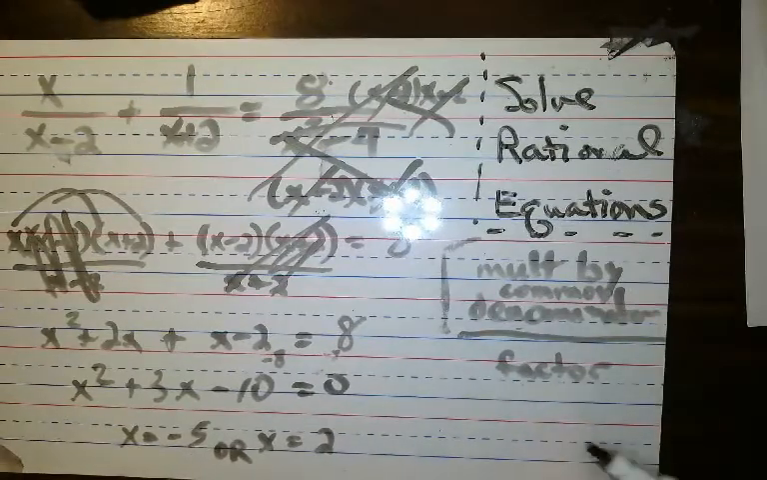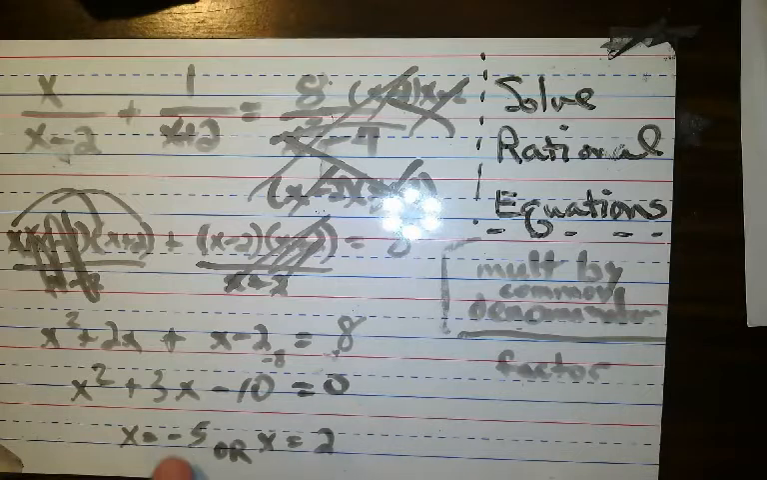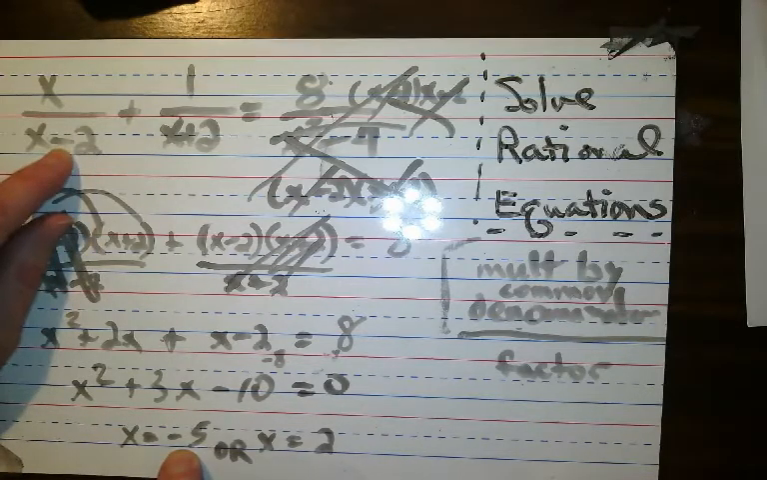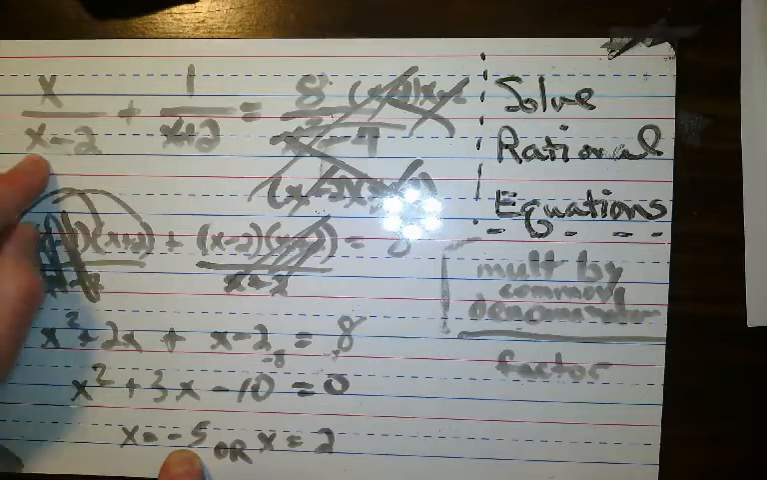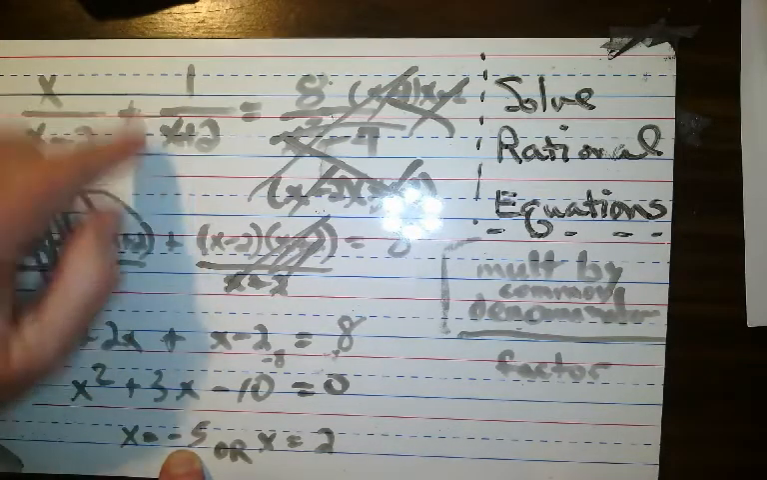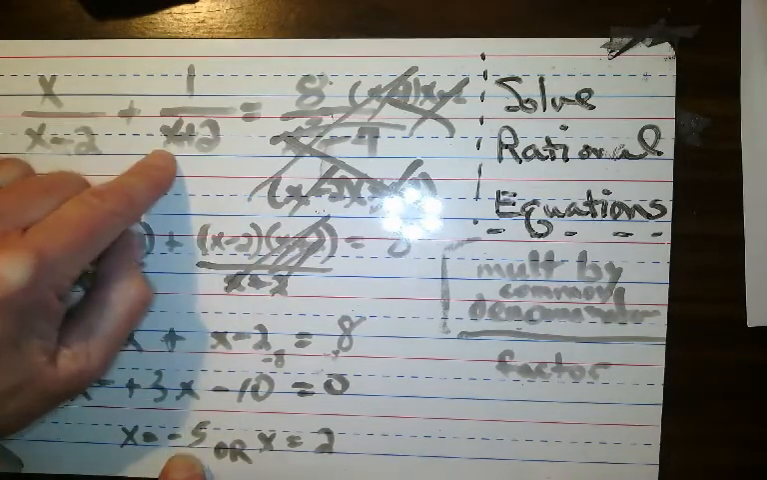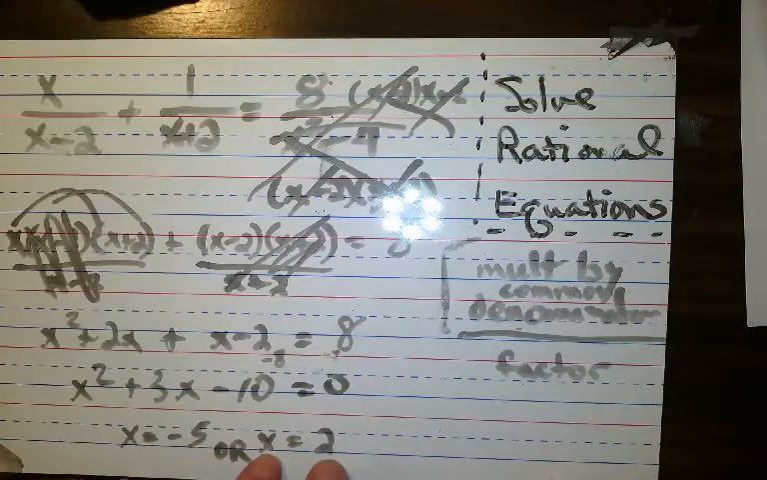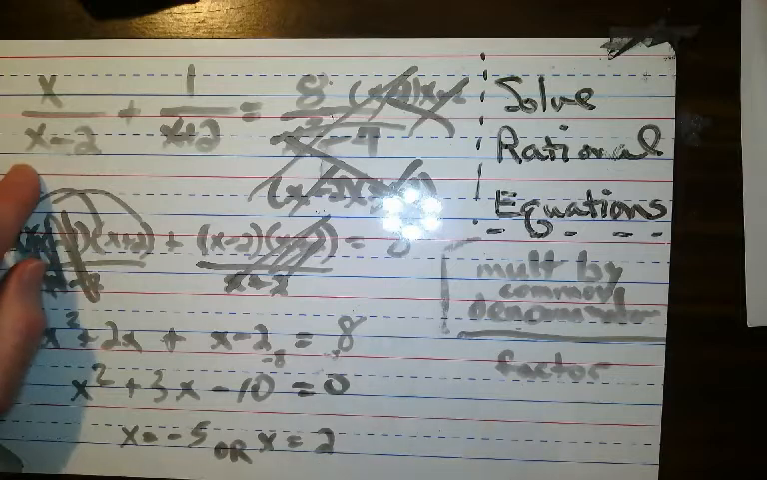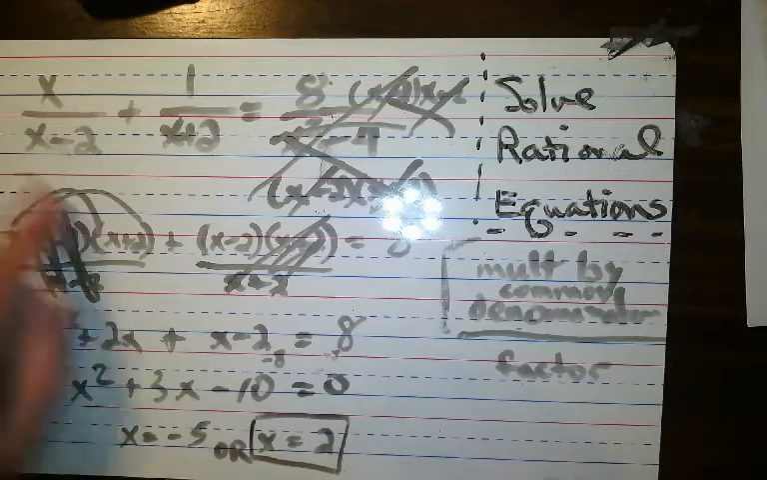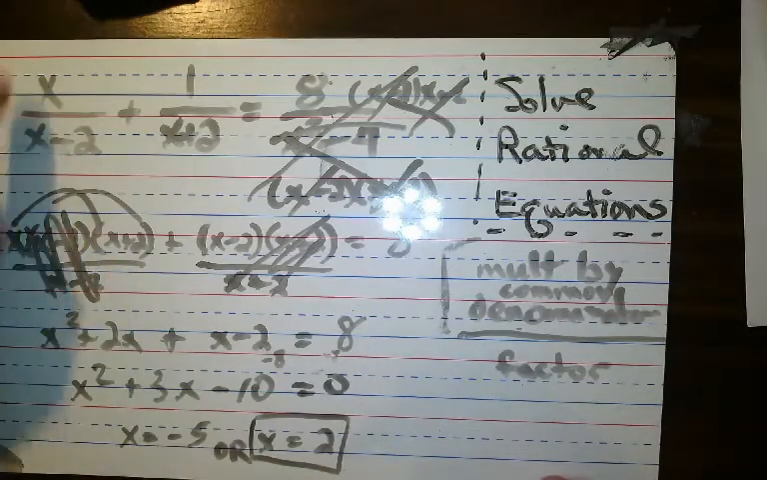But we got a problem. It has to work in the original problem. Negative 5 works, there's no problem. I can put negative 5 here, that'd be negative 7 on the bottom, and negative 5 here, that'd be negative 3 on the bottom. But why can't I use x equals 2? Because it makes the denominator equal 0. If I plug 2 in, I have 2 divided by 0. That's impossible. So this is called an extraneous solution.